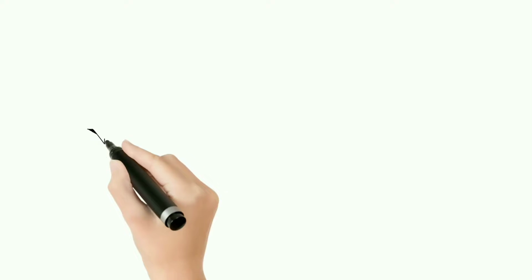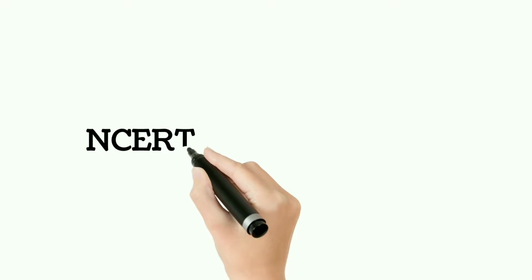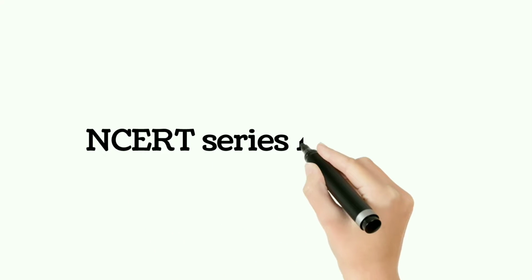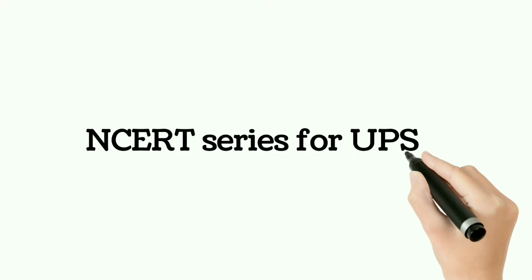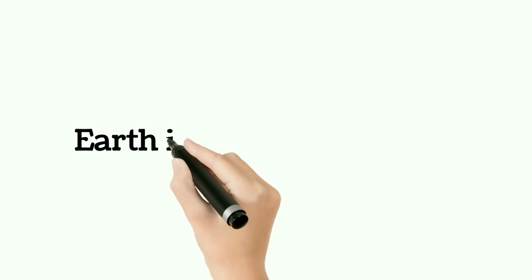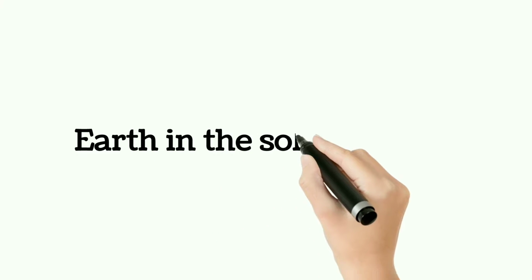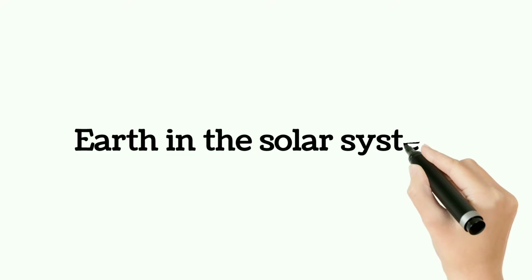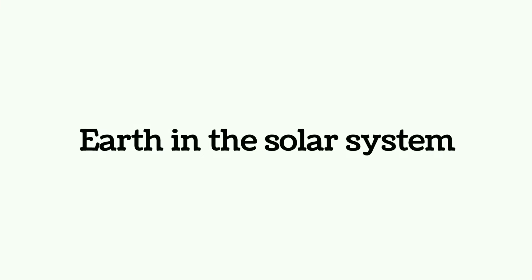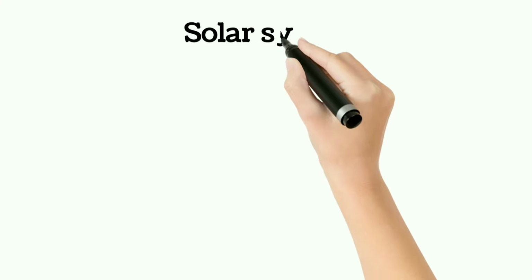From today's video onwards, I'm going to explain each and every chapter of the NCERT books that we have decided to study. So in today's video, I'm going to explain Chapter 1 of Class 6 Geography NCERT, which is titled The Earth in the Solar System. If you clearly see the title, it is telling us about the solar system and the Earth. So first let's see what is the meaning of solar system.